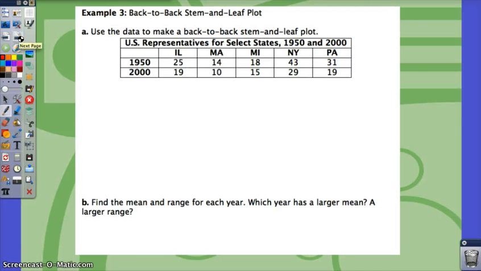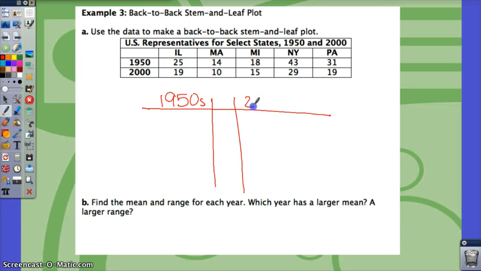Let's try this. Use a back-to-back stem and leaf plot to represent this data. And we have U.S. representatives for 1950 and 2000. So those are the 2 years I'm comparing. That means those are going to be my two leaves. It doesn't matter which side you put them on. So I'll say this is the 1950s and this is 2000s.